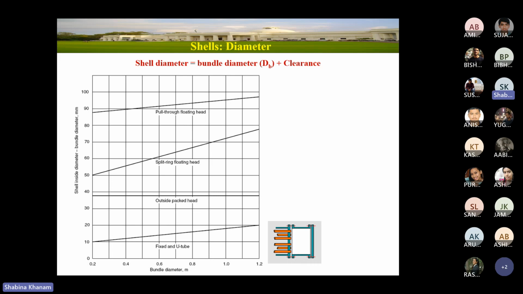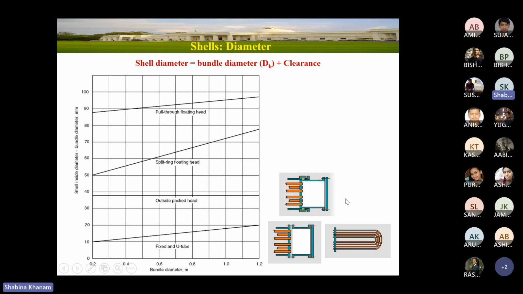So for fixed tube sheet and the U tube, you don't need to remove this bundle again and again, because this tube sheet is welded with the shell, so clearance is not much, and that clearance will be the same for U tubes as well as fixed tube sheet. Next I am having outside packed head. Outside packed head means external floating head, in which clearance is constant.